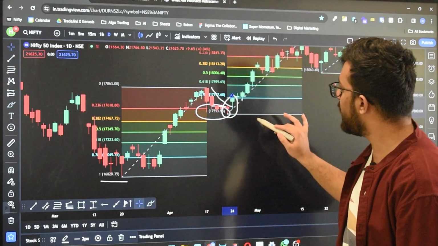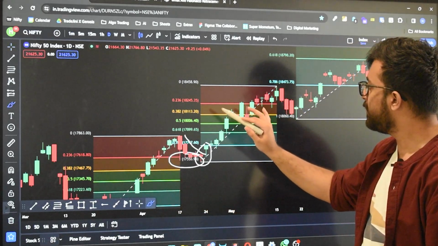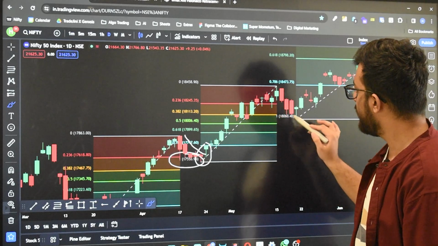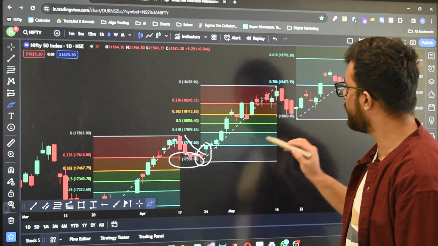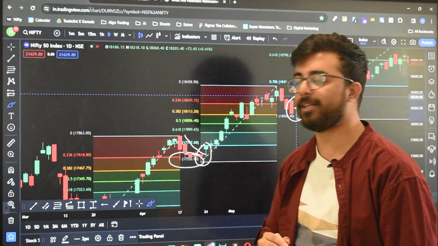Now, if you see the next rally, what happened? Great rally. After a great rally, we had a pullback, and if you notice where the pullback stopped, it stopped at the 0.382 mark, exactly here, and this candle was a perfect confirmation to enter the trend.